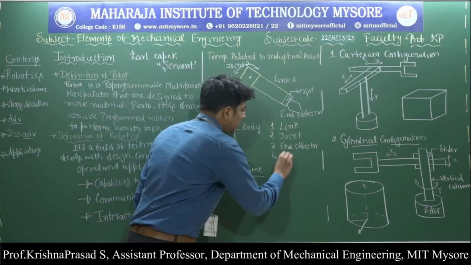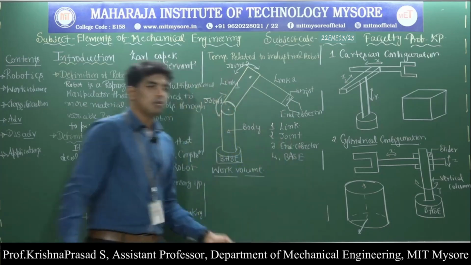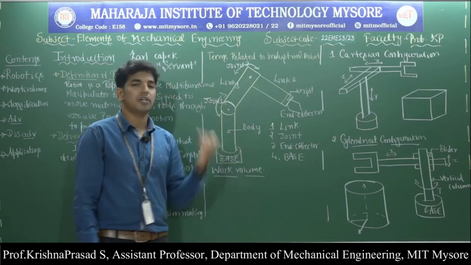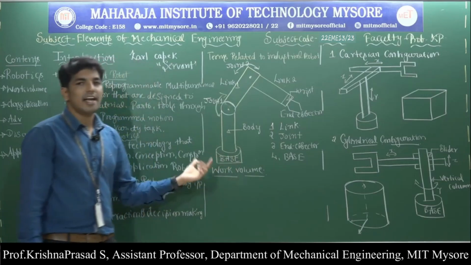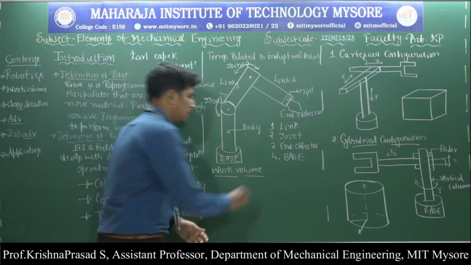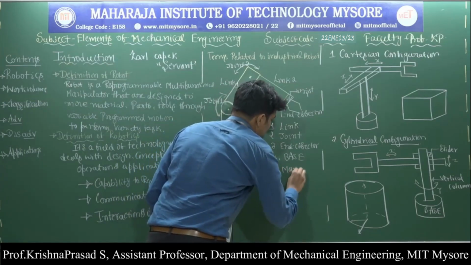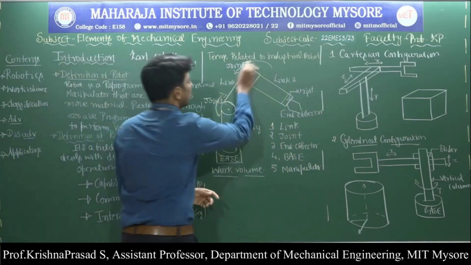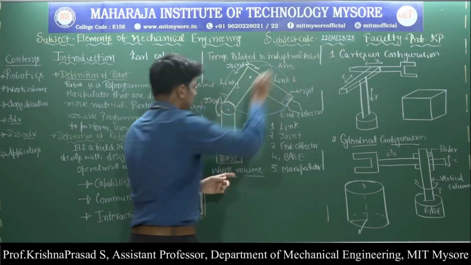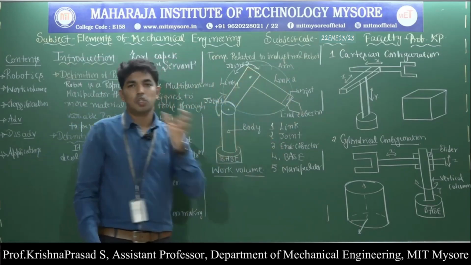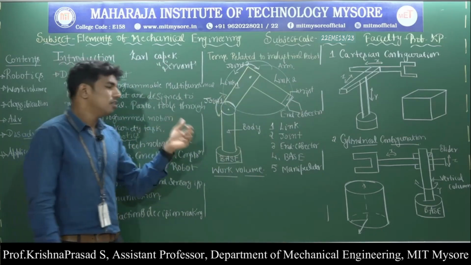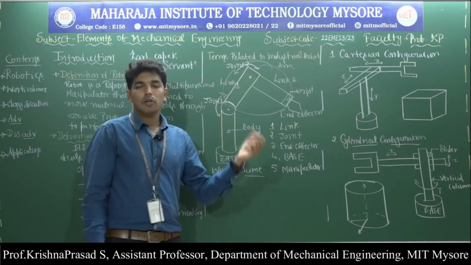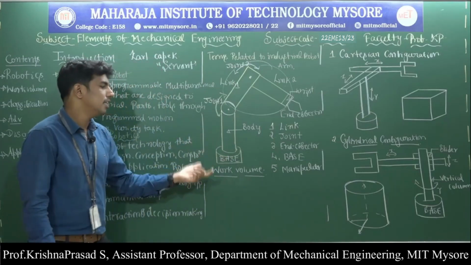Next, fourth one, base. The entire robotic arm stands on the base. That means the base acts as the support for the entire robotic arm. Next, fifth one, the manipulator. What is meant by the manipulator? Here this body and this complete portion is called the arm. The body, arm and the wrist together are called the manipulator. This manipulator is designed to move material, parts, tools through variable programmed motion without direct human contact. So this is called the manipulator.